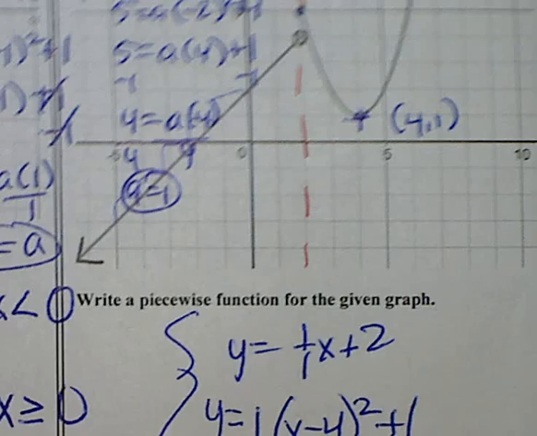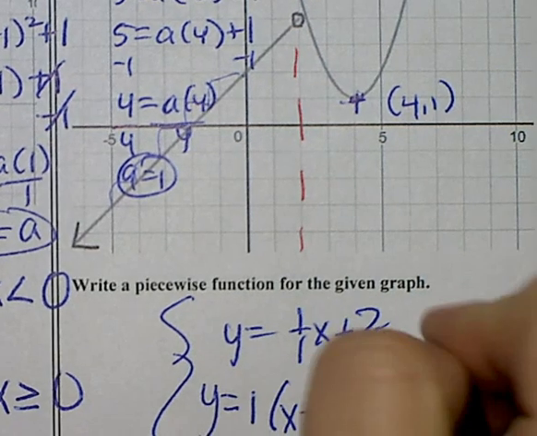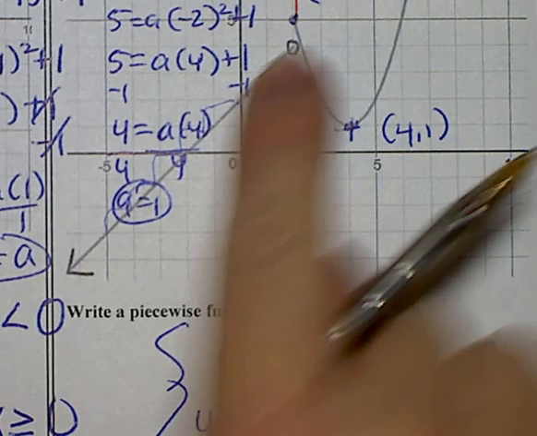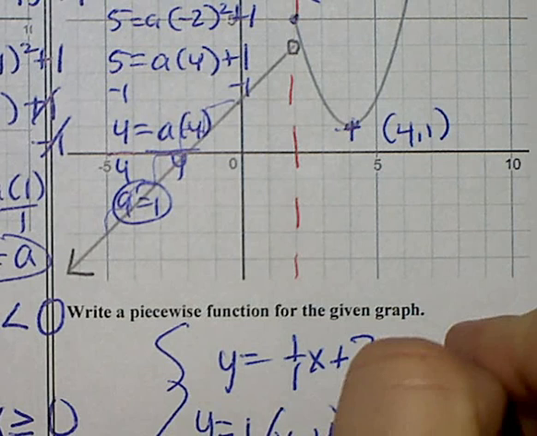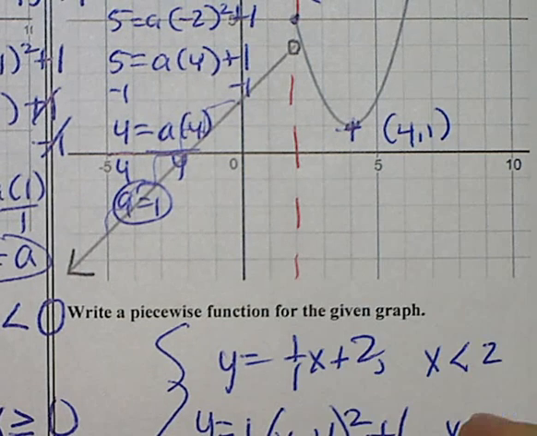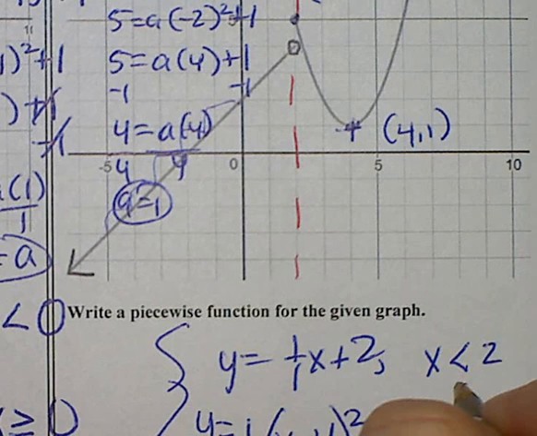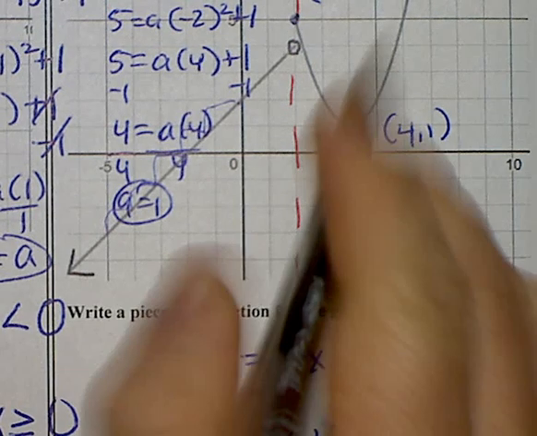So down here, I can see that it's linear if it's less than 2, and it's quadratic if it's greater than 2. Notice that the linear has an open circle and the quadratic has the closed circle at that point. So quadratic gets a line underneath.